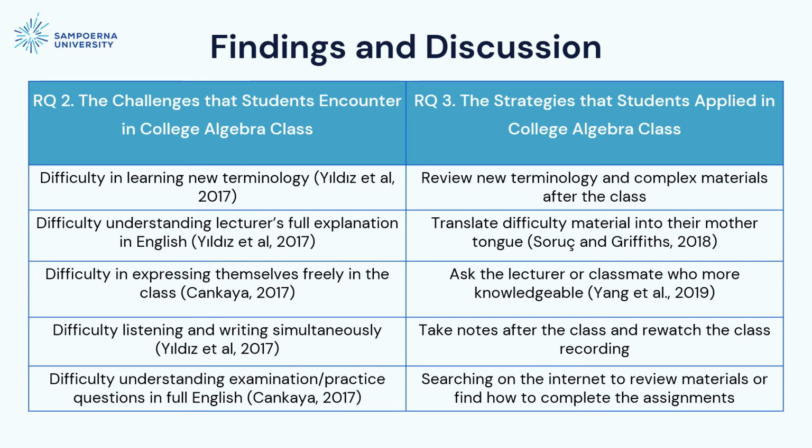And then, difficulty in expressing themselves freely in the class. For the strategies, they ask the lecturer or a classmate who is more knowledgeable. The fourth difficulty was difficulty listening and writing simultaneously. For the strategies, they sometimes take notes after class and rewatch the class recordings. And the last challenge that students encounter in college algebra class was difficulty understanding examinations or practice questions in full English. As said by some students, to overcome these difficulties they sometimes search on the internet to review material or find out how to complete the assignments.